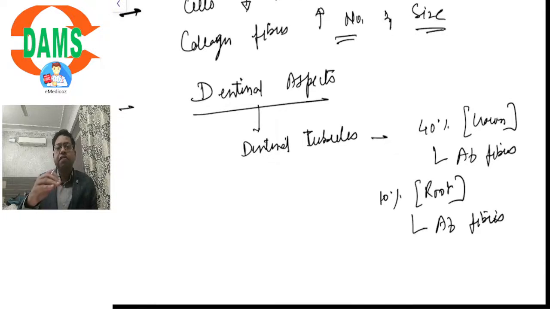So although the A delta fibers are present in the periphery of the pulp, some of them cross the pulpodentinal junction and enter into the dentinal tubules to about 100 to 400 microns into the dentine. And when we talk about the crown portion of the dentine, 40% of the tubules consist of A delta fibers.